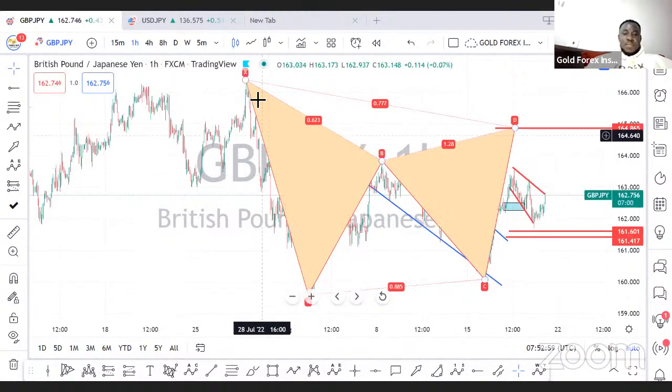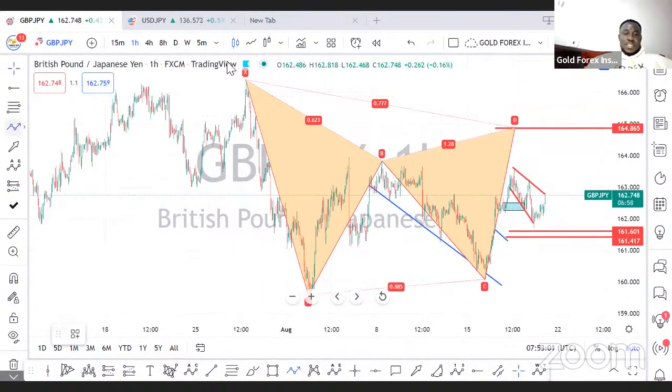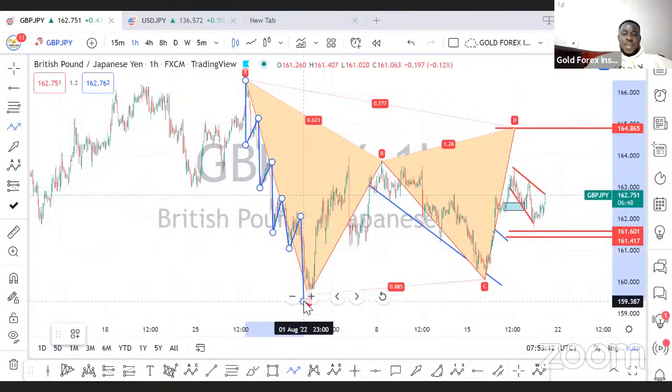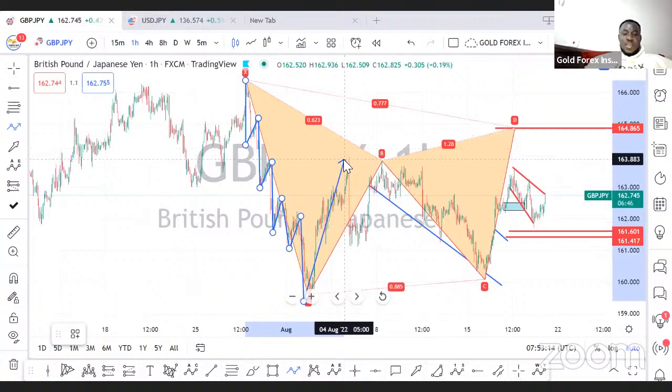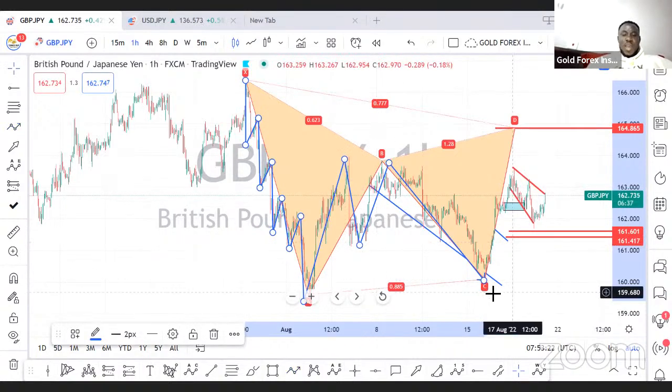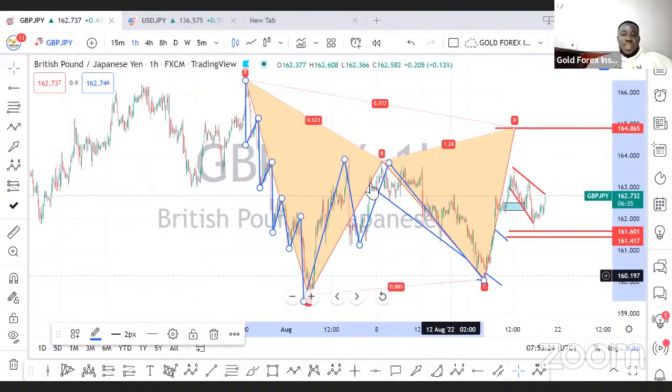So this pound JPY, it came down, we had this. Now, break of market structure, okay. Then we had an ABC correction to the downside. Now, even within here, there was a harmonic pattern. How did we know that C is going to end over here?